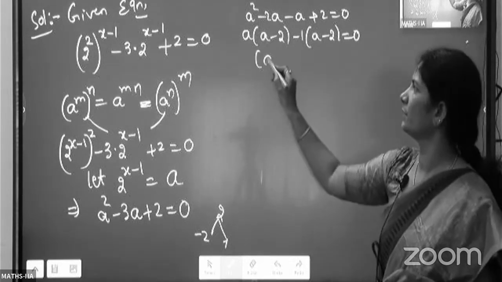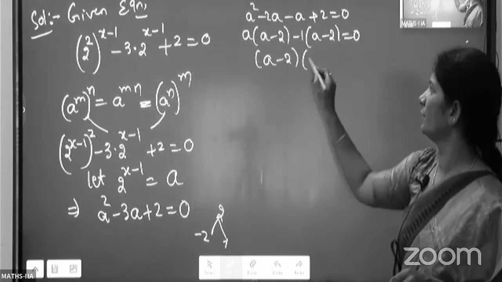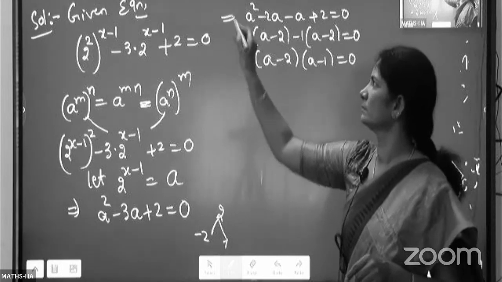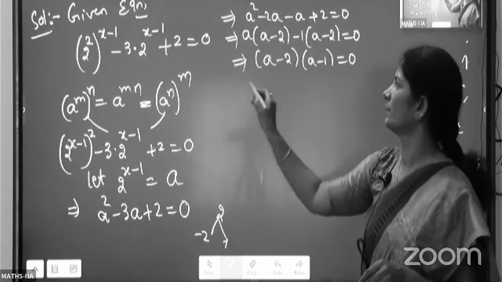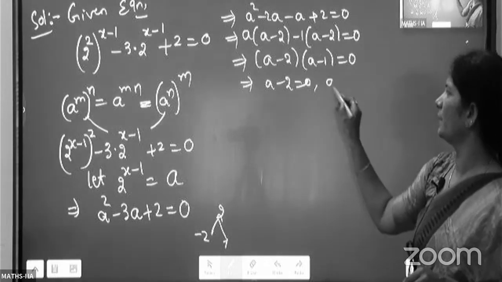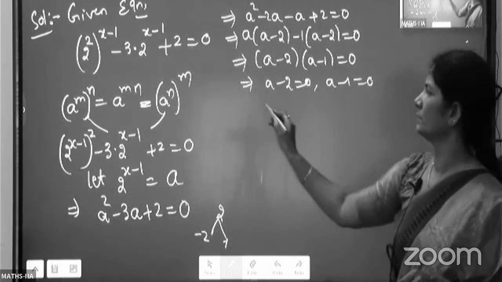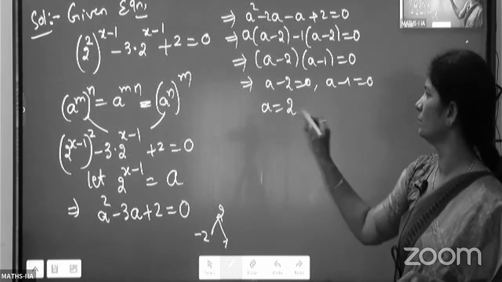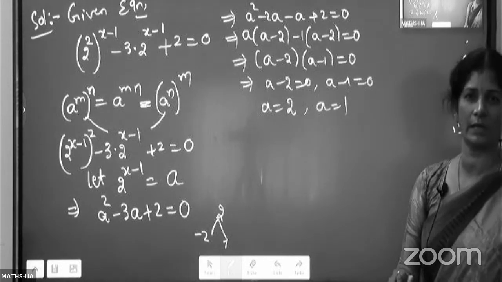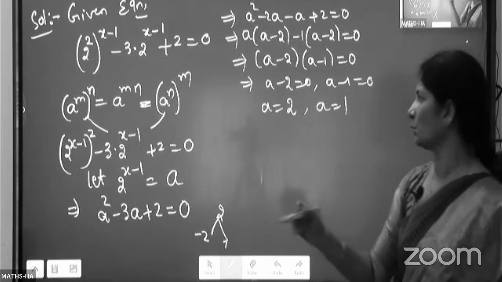So again, what are you getting? a minus 2 into a minus 1 is equal to 0. So a minus 2 is equal to 0, a minus 1 is equal to 0. So a is equal to 2, a is equal to 1. We got two a values, but we don't want a. We want x values. Go to case 1.